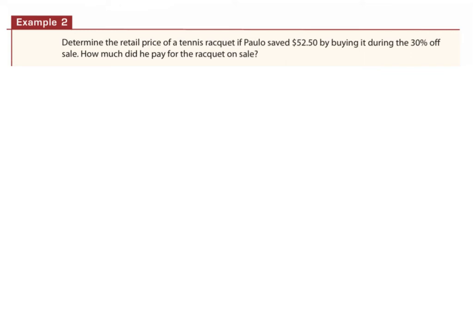So let's think through this. I do not know retail price. So retail price is going to be what I am looking for. That's what they're asking for. How do I know that? Well, it says determine retail price. That's pretty clear. All right, so retail price is what I want to know.